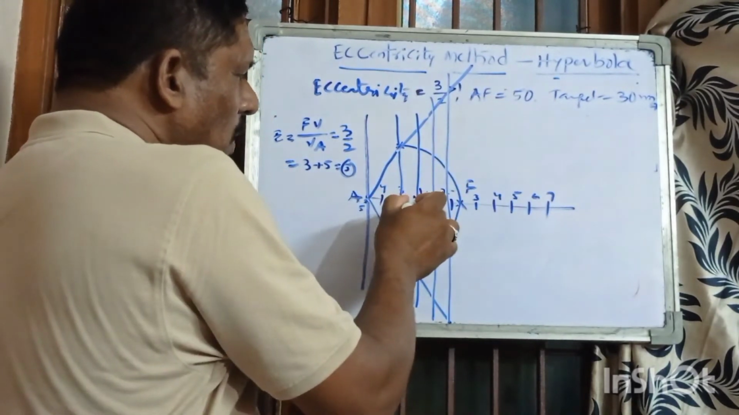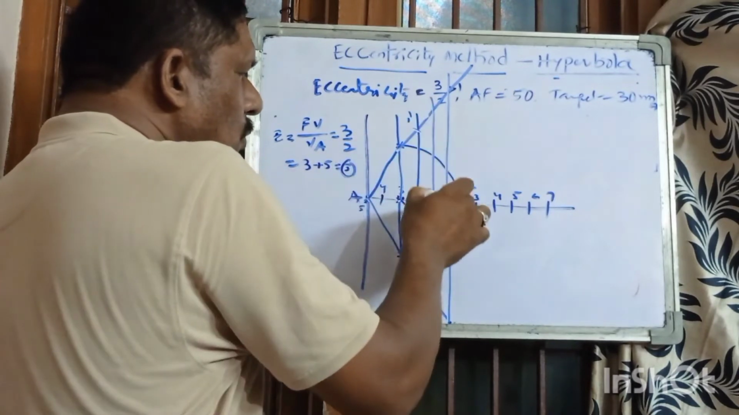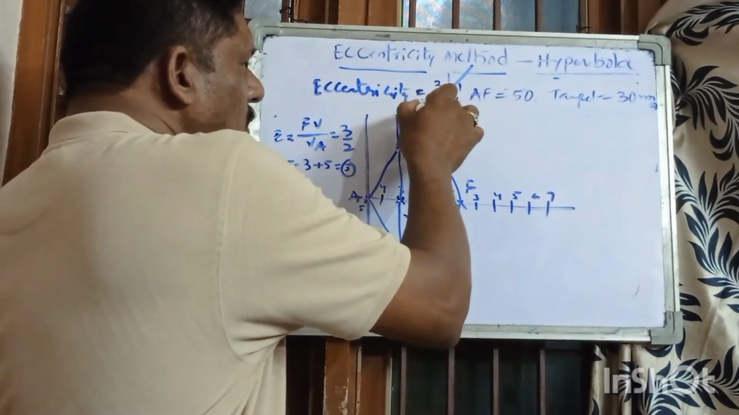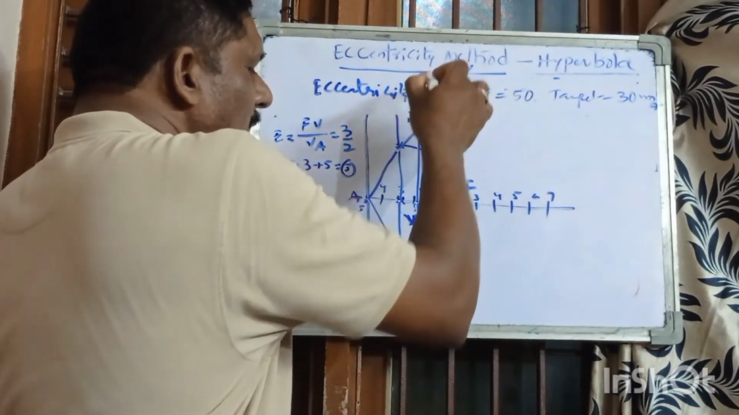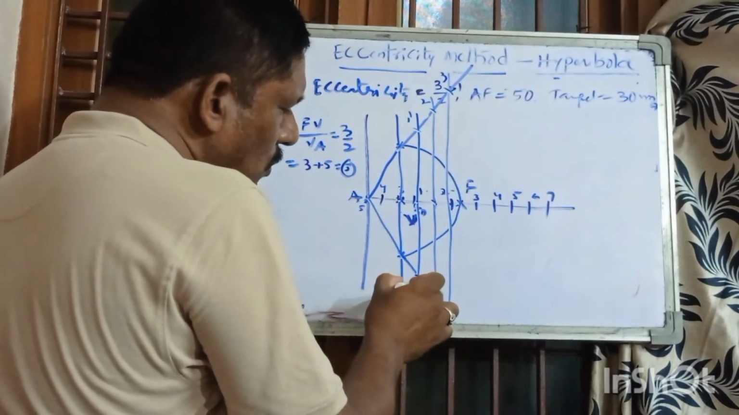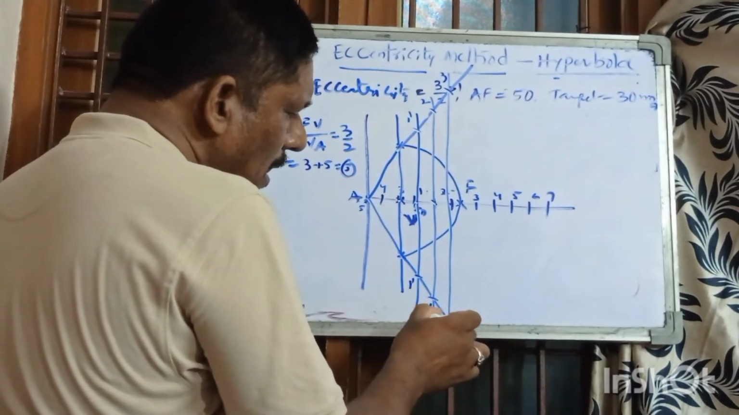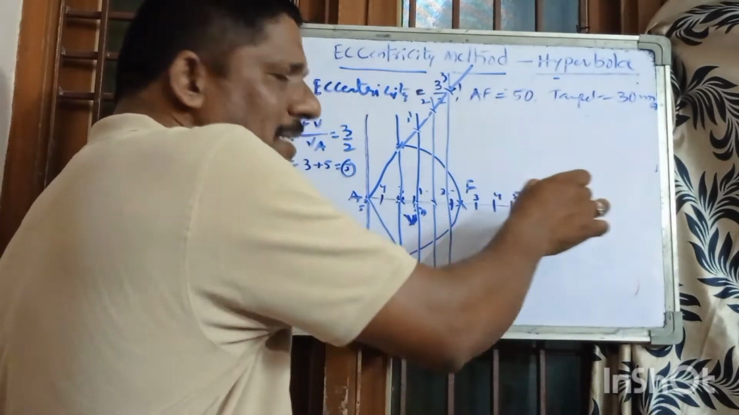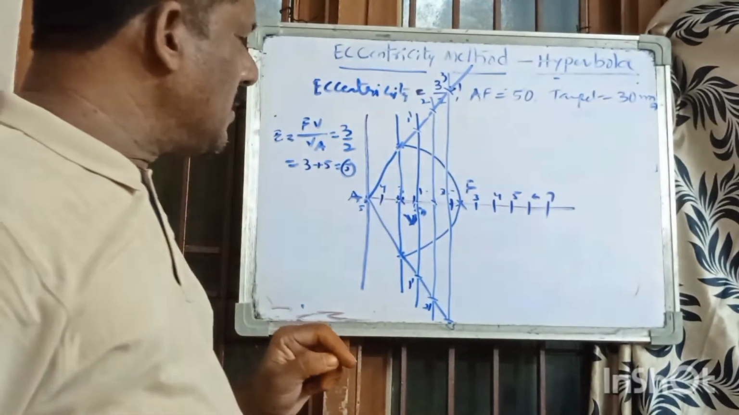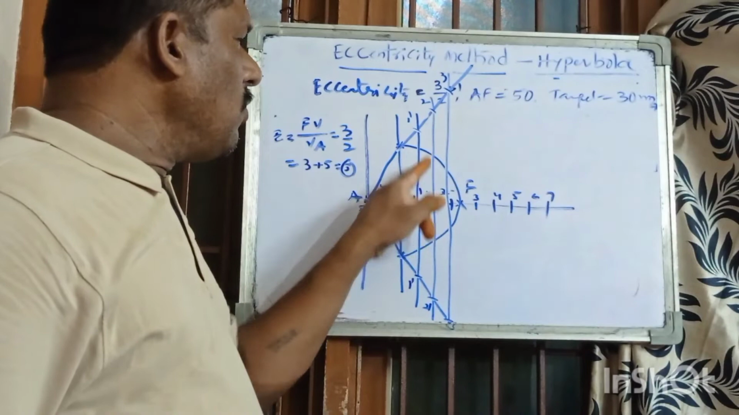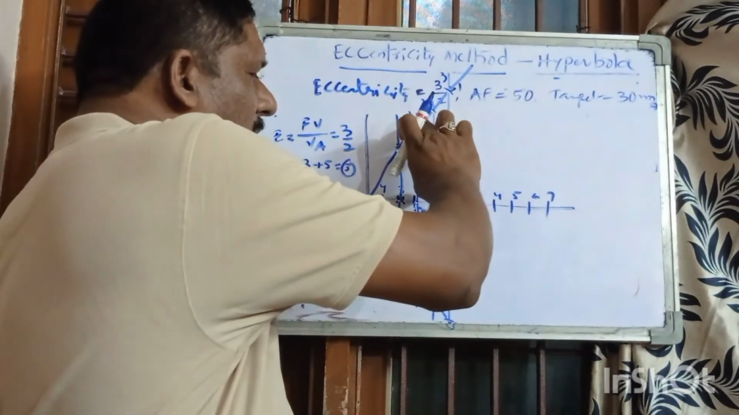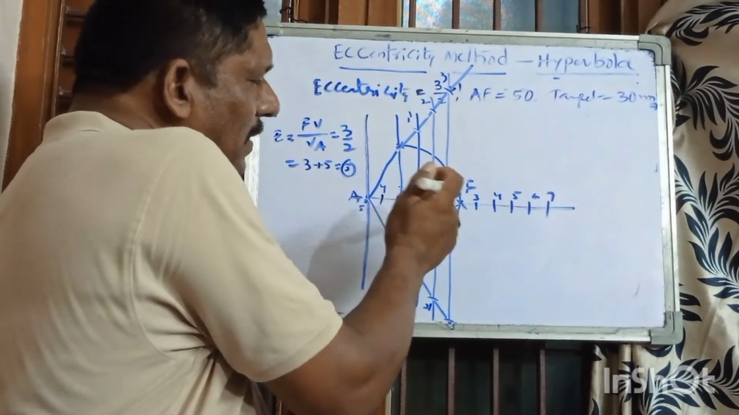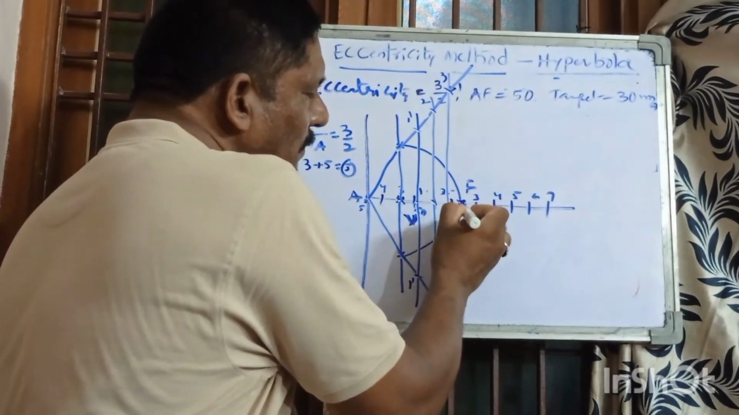Suppose this point is 1, so cut here 1 dash, 2 is there, this is 2 dash, 3 is there, it is 3 dash. In the same manner mark downside also 1 dash, 2 dash, 3 dash, 4 dash, 5 dash, 6 dash, like that for the number of points. Once again 1 to 1 dash is the radius, and F is the center.